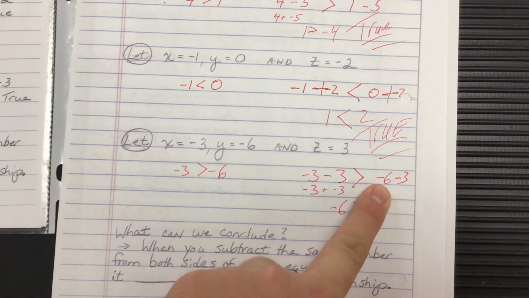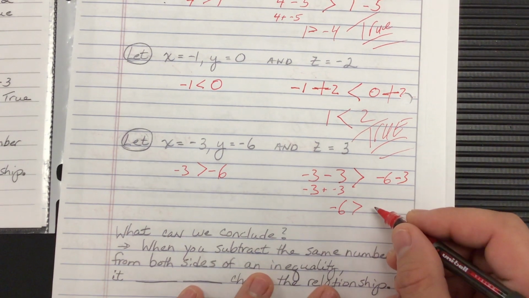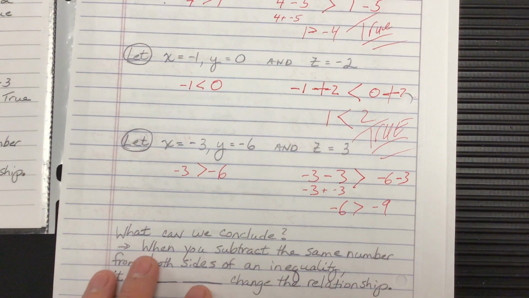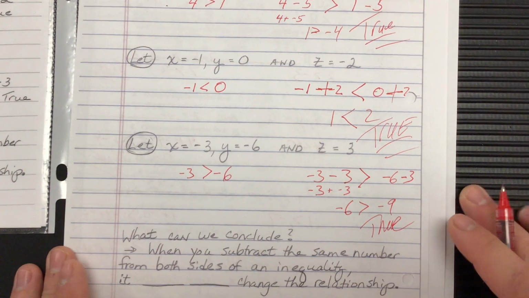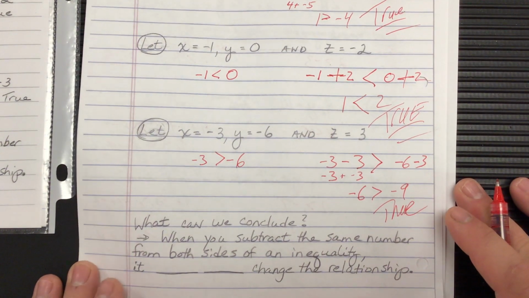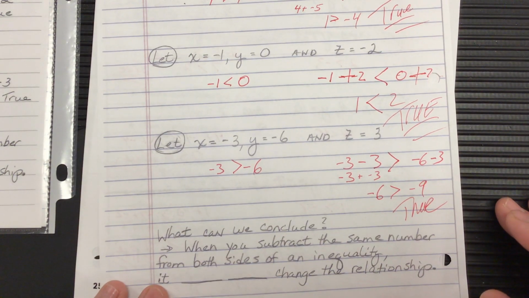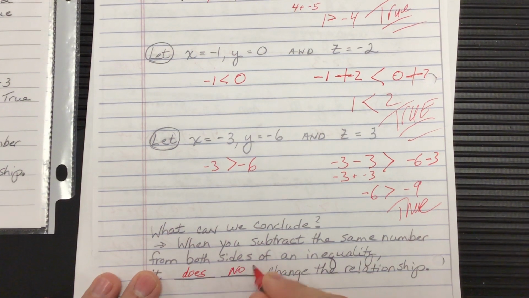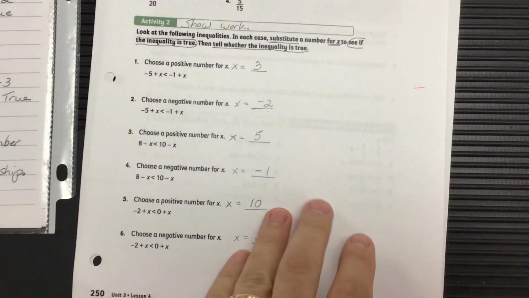How about this one? Spend 6, spend another 3. Negative 9? Is -6 bigger than -9? Yes, it is. True. When you subtract the same number from both sides of an inequality, it does not change the relationship, so I can add and subtract to both sides of an inequality with no issues.